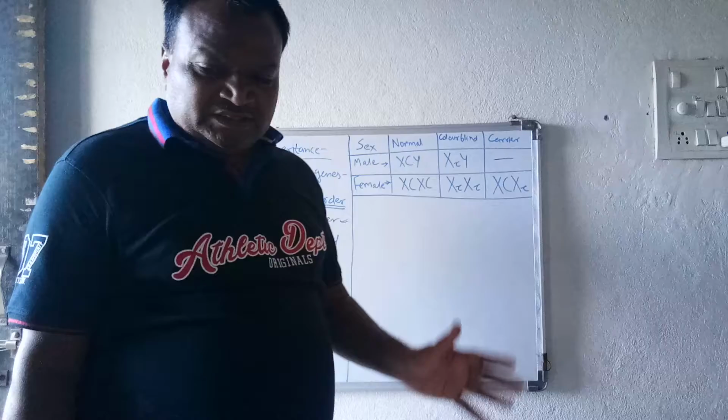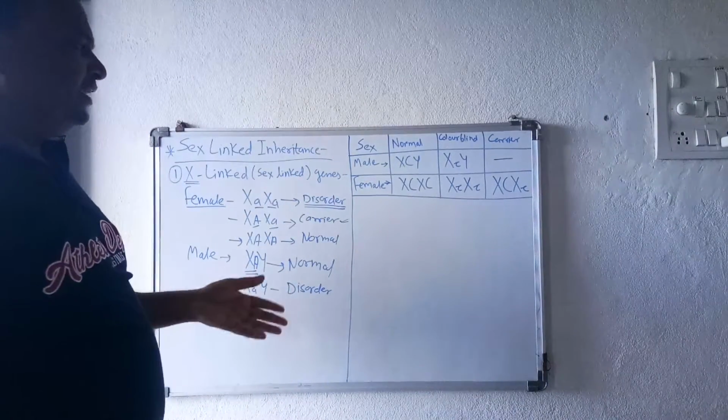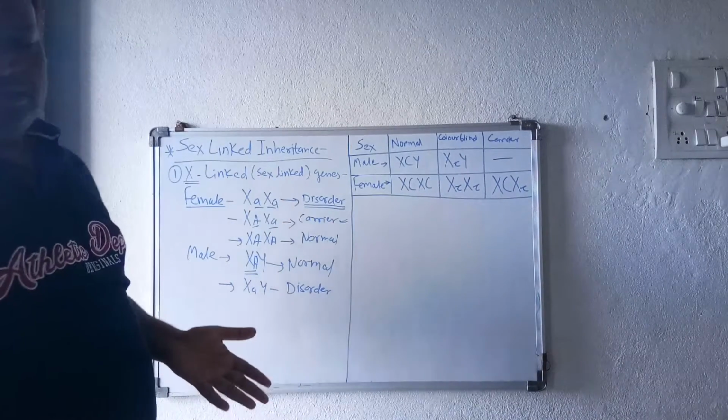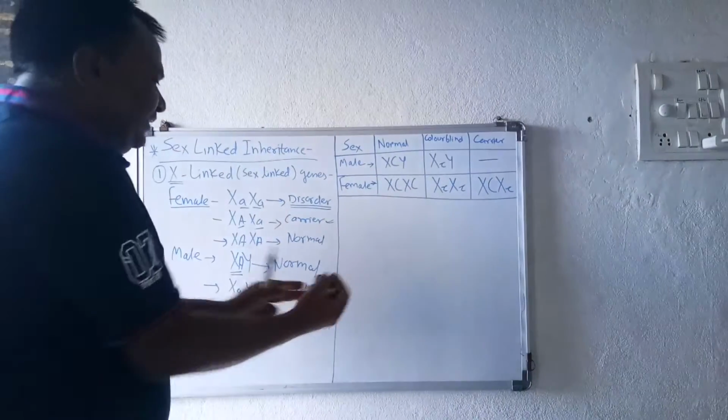Such disorders we have to study in our syllabus. One is color blindness and another is hemophilia. One by one we will discuss their inheritance pattern.